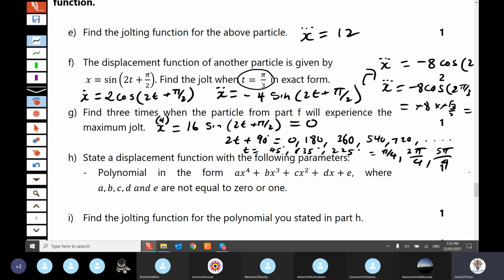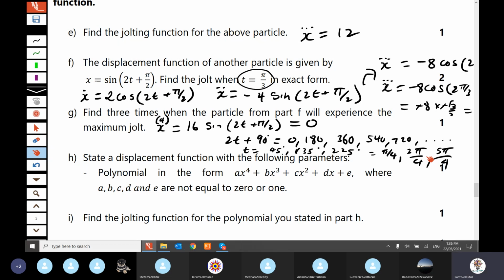What's the 3 times bit? Show me, because I'm confused. This bit? No. In the actual question. Just find the 3 times. Find the 3 times: first time, second time, third time. Oh. Sorry. Because it keeps going on. So find the 3 times when that happens. So it happened at pi over 4, 3 pi over 4, and 5 pi over 4.